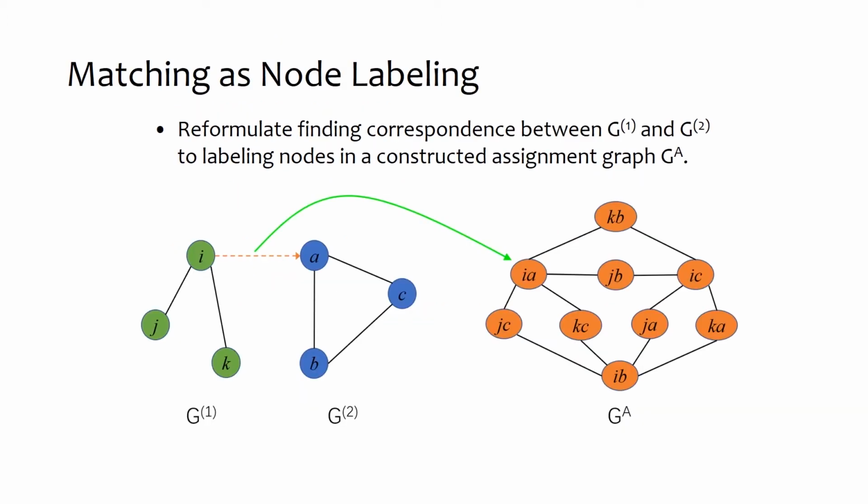Specifically, we transform learning of graph matching to the problem of selecting reliable nodes from a constructed assignment graph. This figure illustrates a sampled assignment graph, where each candidate match between G1 and G2 corresponds to a node in the assignment graph GA. Thus, the original graph matching problem between G1 and G2 is converted to classifying the nodes in GA into positive nodes and negative ones.